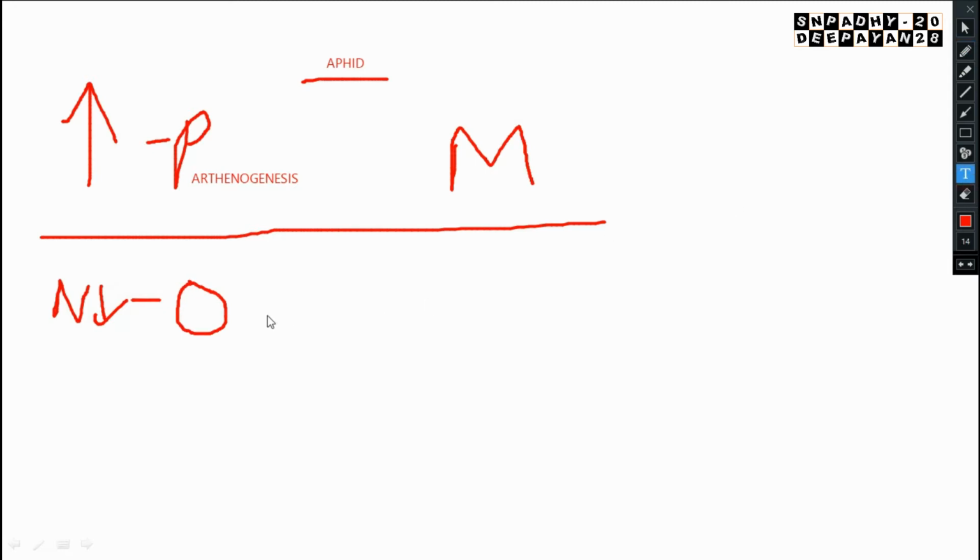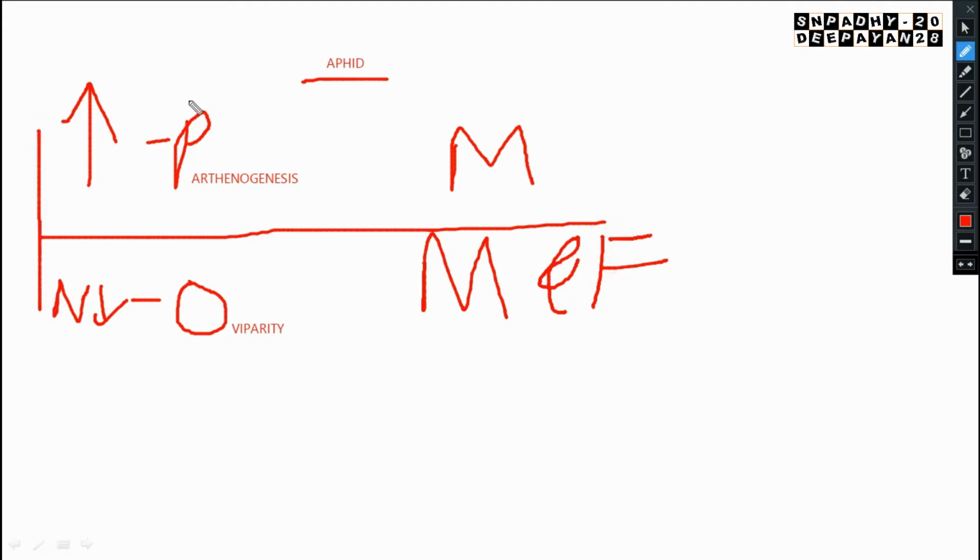Here both males and females will be produced, and this is the general case. So from this you might have understood that this temperature variation is affecting the mode of reproduction, ultimately the fecundity. And the sex ratio is also affected. Now for your understanding, what is parthenogenesis? Offspring will come without fertilization.